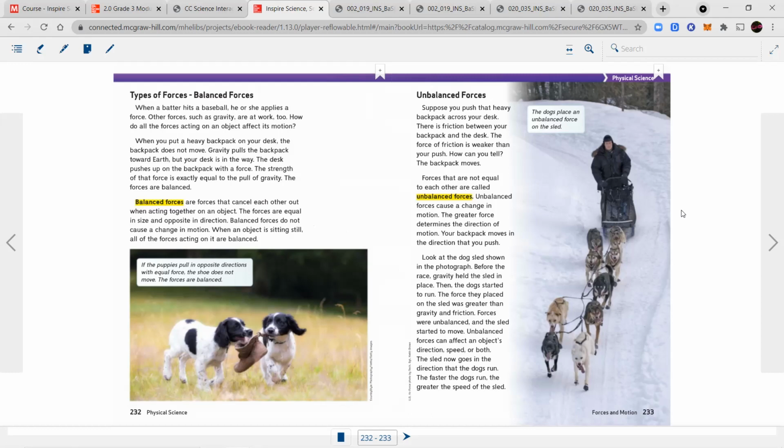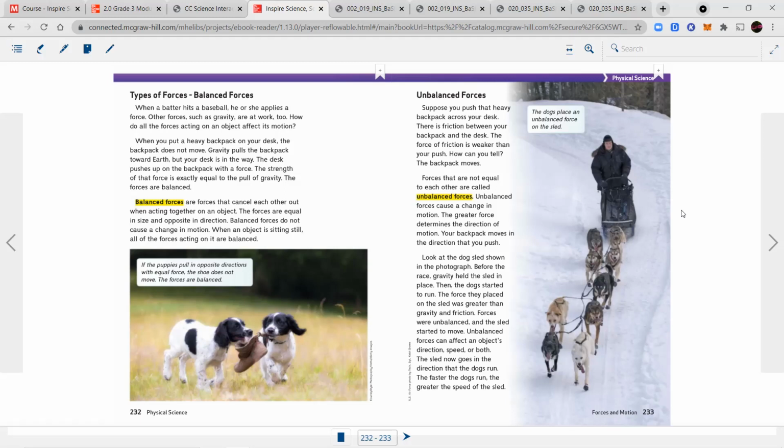When you put a heavy backpack on your desk, the backpack does not move. Gravity pulls the backpack towards the earth, but your desk is in the way. The desk pushes up on the backpack, also with a force. The strength of the force is exactly equal to the pull of gravity. Those forces are balanced, right? So once you put your backpack down, it stays put.